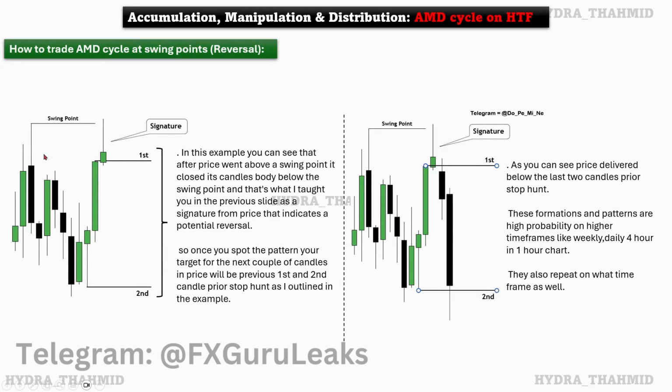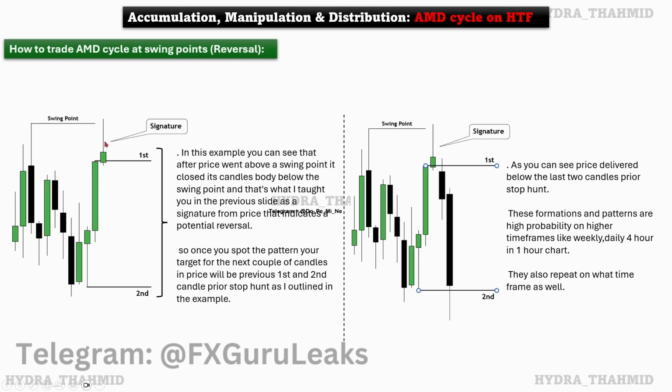So look at this first example. We have a swing point, right? This is our buy side liquidity. I wrote swing point so that you can understand it can be buy side or sell side. That doesn't change the narrative, and it doesn't change how the signature is going to appear. If it's buy side liquidity, you are going to be anticipating the same signature. If it's sell side liquidity, then you are going to be expecting the same signature, the same narrative from price. So you can see that price went above a swing point.